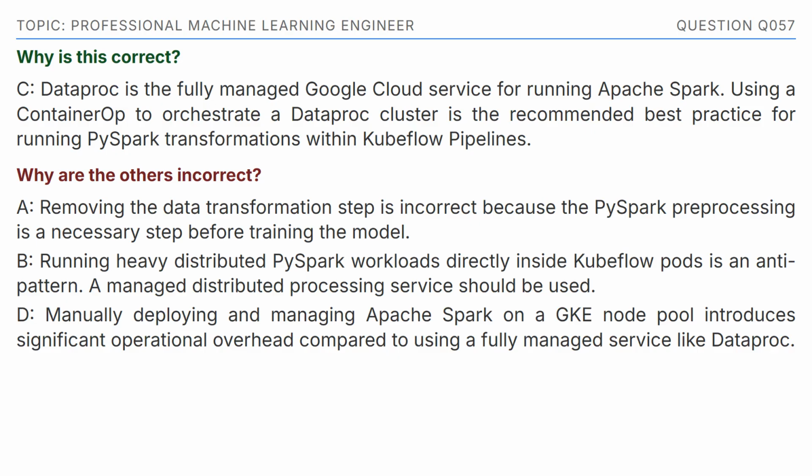A. Removing the data transformation step is incorrect because the PySpark pre-processing is a necessary step before training the model. B. Running heavy distributed PySpark workloads directly inside Kubeflow pods is an anti-pattern. A managed distributed processing service should be used. D. Manually deploying and managing Apache Spark on a GKE node pool introduces significant operational overhead compared to using a fully managed service like Dataproc.